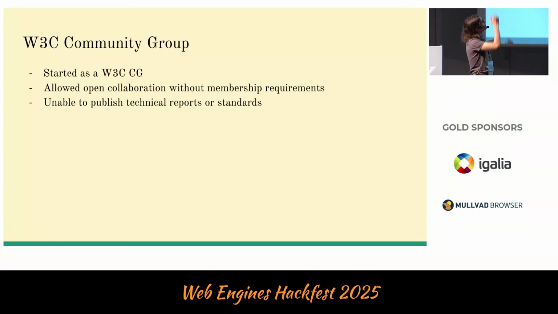We started as a W3C community group. This allowed open collaboration without needing you to become a W3C member, which, for most companies, requires paying membership dues, because obviously the W3C needs to make some money to fund their work. The thing is that due to IPR requirements in standards, and especially patents are complicated and they're a mess. Community groups are designed for open collaboration, but they cannot publish technical reports or standards. They are designed so that they can eventually become something like a working group or a technical committee that can publish standards, but community groups by themselves cannot.